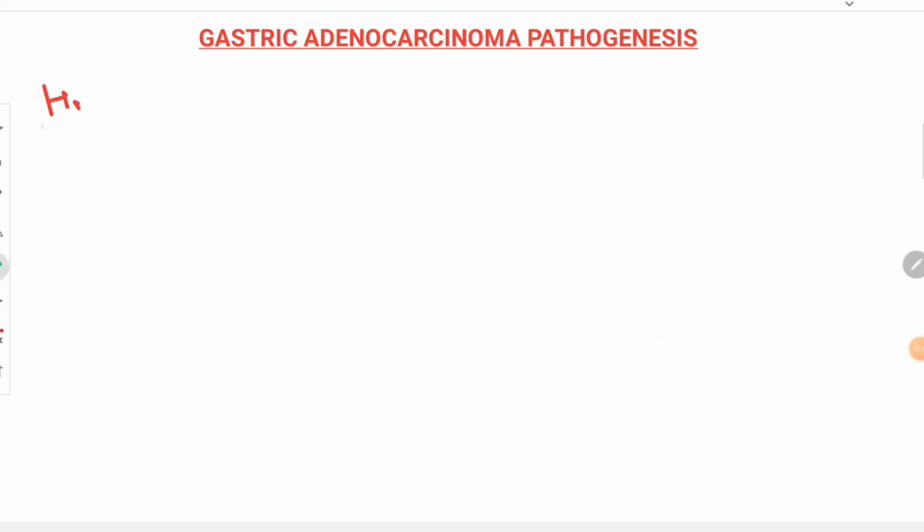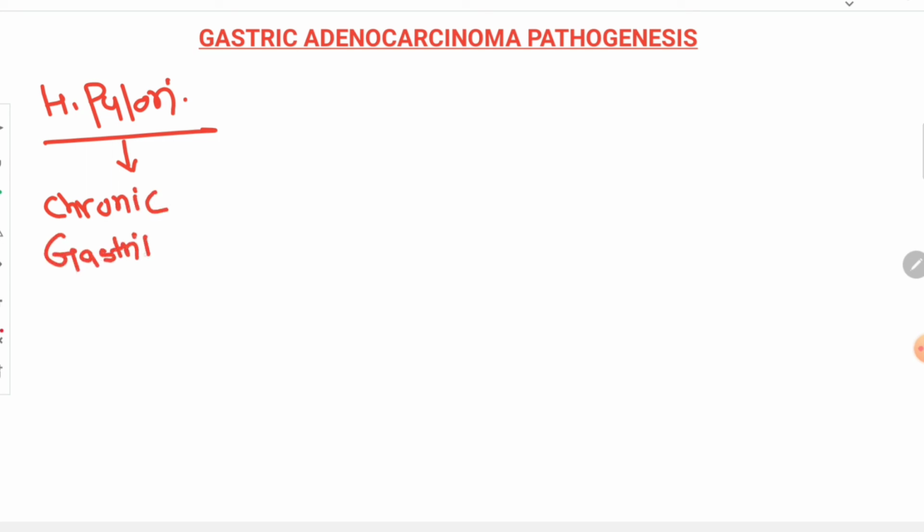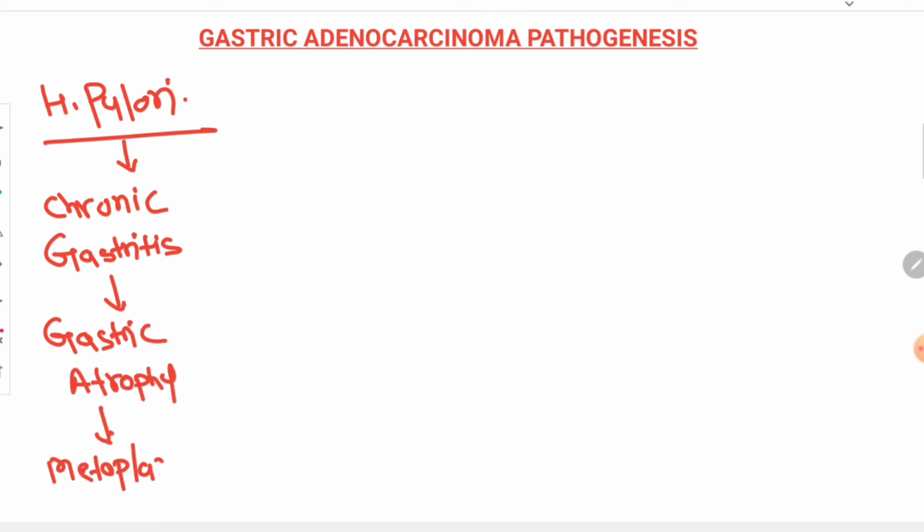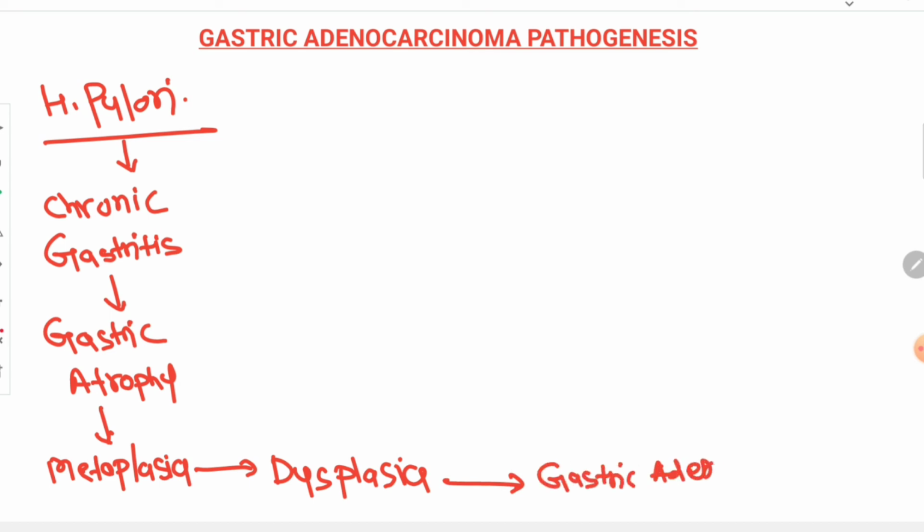Alright, now let's understand the pathogenesis of gastric adenocarcinoma by H. pylori. So whenever the patient is having H. pylori infection, there will be chronic inflammation of gastric mucosa. Chronic gastritis can occur, which subsequently will lead to development of gastric atrophy. From gastric atrophy, there can be development of metaplasia, intestinal type of metaplasia particularly, from which dysplasia can occur, and ultimately gastric adenocarcinoma can arise.